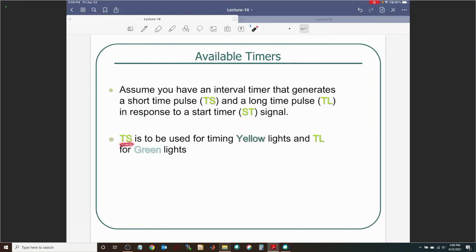TS, the short time pulse, is being used for timing the yellow lights. So the transition between green to yellow to red is based on the short time pulse. Whereas the long time pulse is being used for the green lights. So the amount of time the green lights have to be on is set by TL. The short time is essentially for the transitions from green to yellow to red, which are going to be much shorter.